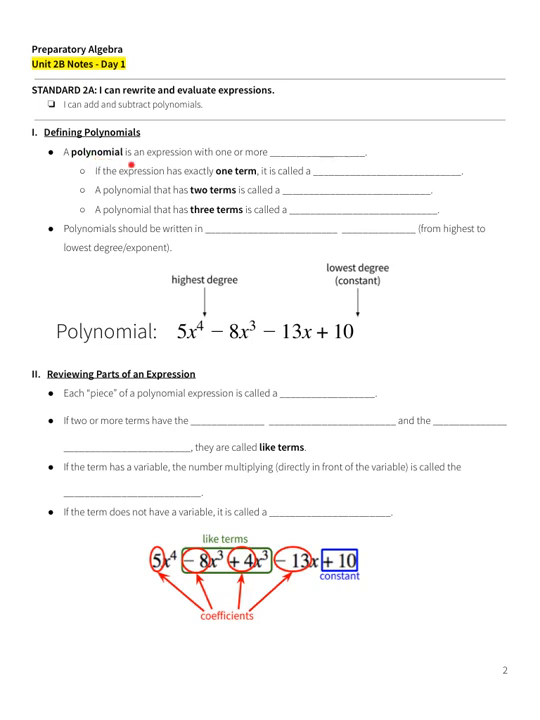A polynomial is an expression with one or more terms. Please add this to your notes. Remember, a term is anything that's separated by an addition or subtraction symbol. So here we have 1, 2, 3, 4 terms. Okay, if the expression has exactly one term, it is called a monomial. Please add this to your notes, and I will also put an example next to it.